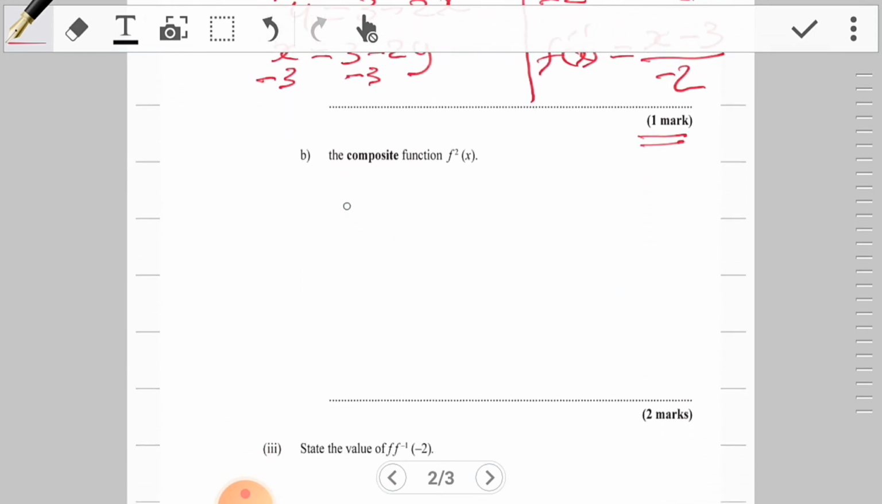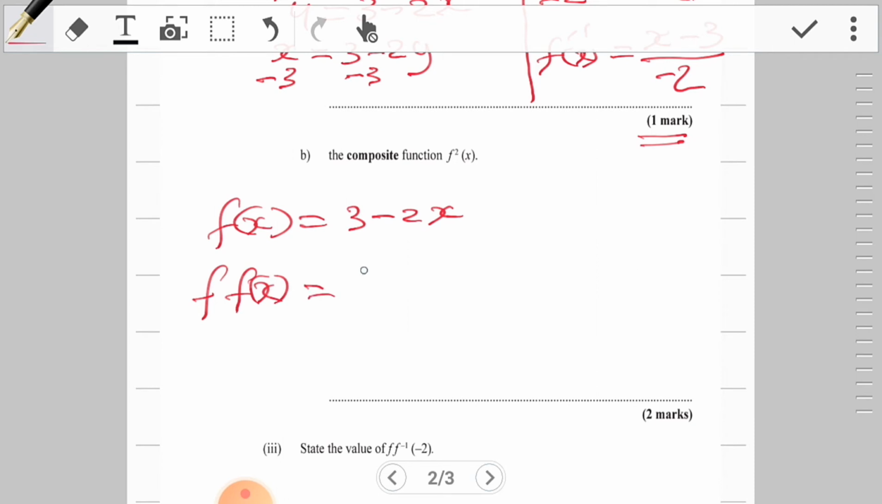The next question says the composite function. We want f squared of x. It simply means that you're going to put f of x into itself. So basically we're putting f into itself. Let's start with what f of x is. Here, f of x is equal to 3 minus 2x. I am going to put f into itself.